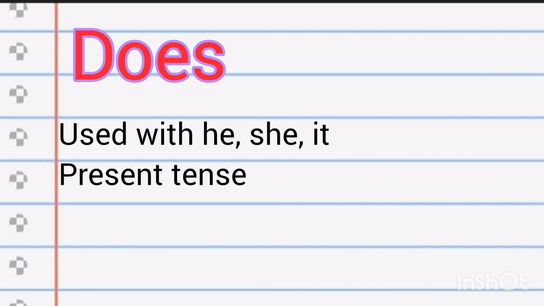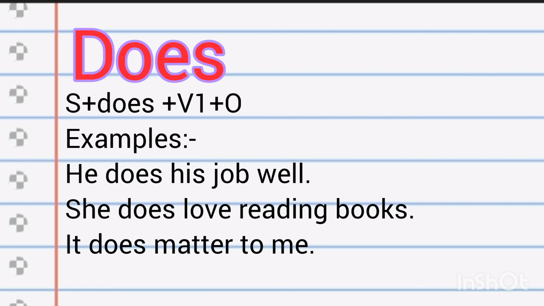Now come to does. Does is used with he, she, it in present tense. Examples: he does his job well.